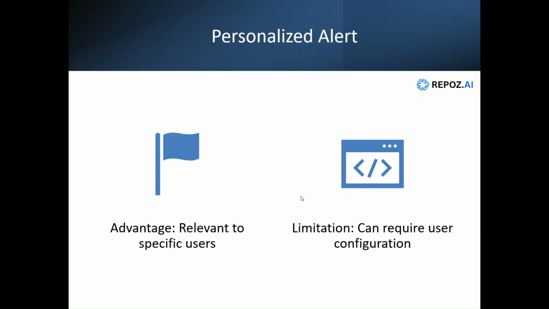Finally, Tableau Pulse offers personalized alerts, which means users get updates tailored to their role or interest. This avoids noise and keeps the information relevant. The trade-off is that users might need to configure their preferences properly to get the most value.